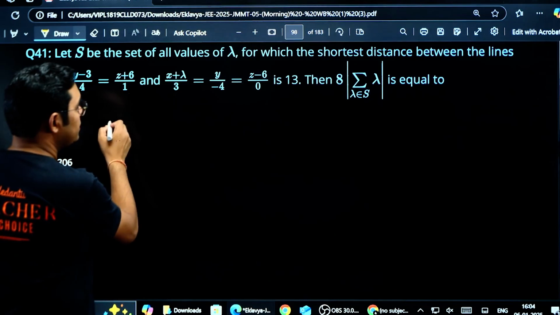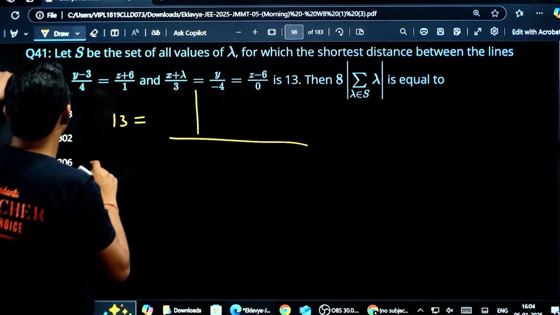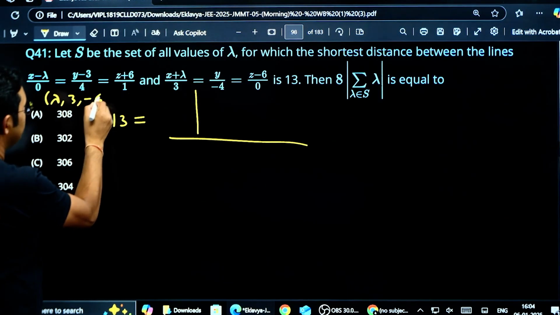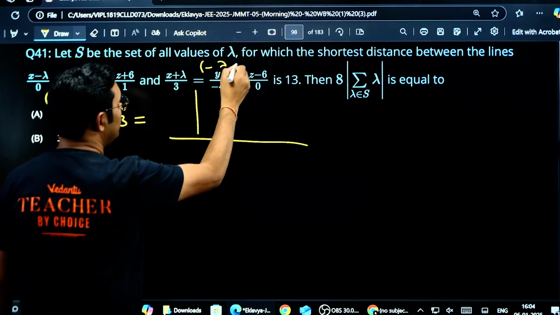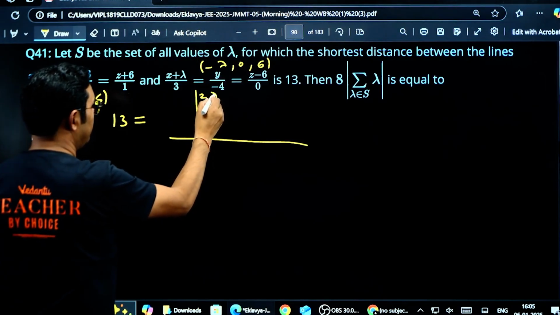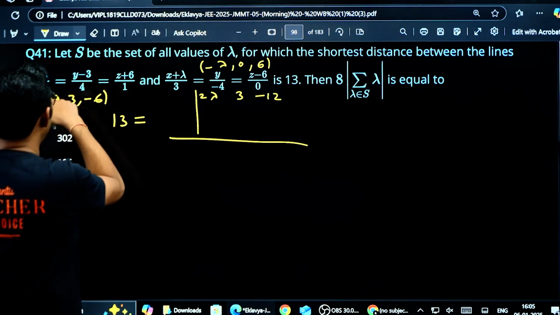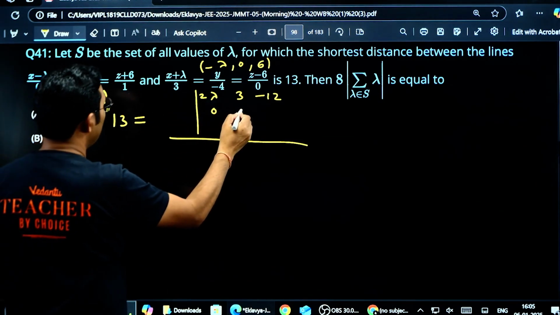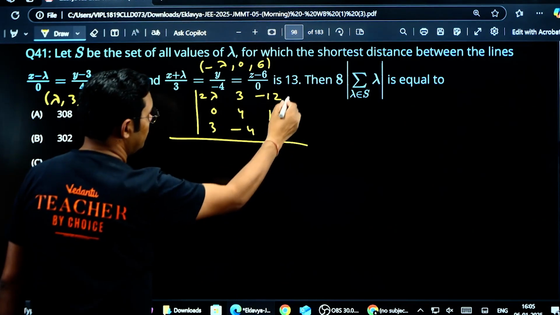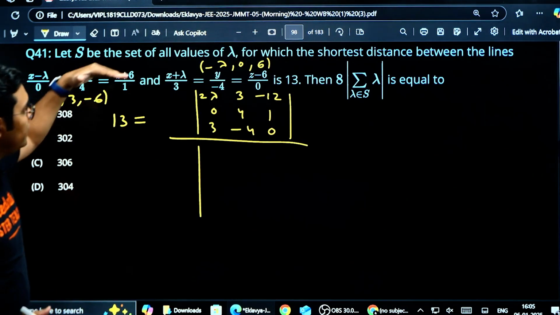You take the difference of points lying on these lines. For the first line, the point lying on it is lambda, 3 and minus 6. For the second line, it is minus lambda, 0 and 6. If I take the difference from this to this, it will be 2 lambda here, 3 minus 0, that is 3 here, and minus 12 here. The second row will be the direction ratios of the first line, that is 0, 4, 1, and for the second line it is 3, minus 4 and 0, upon the magnitude of the cross product of the direction ratios of the first line and the second line.